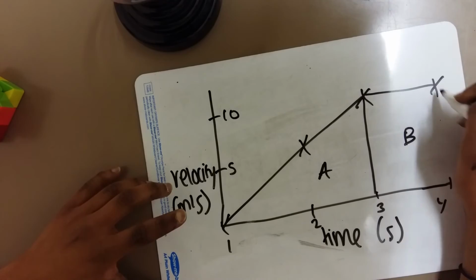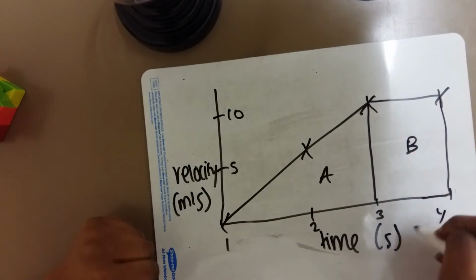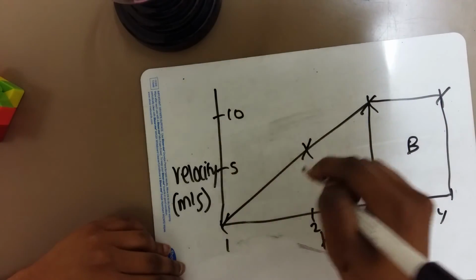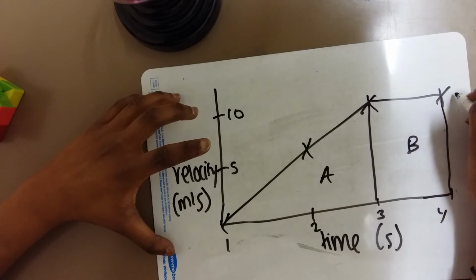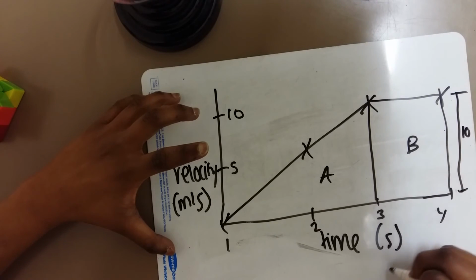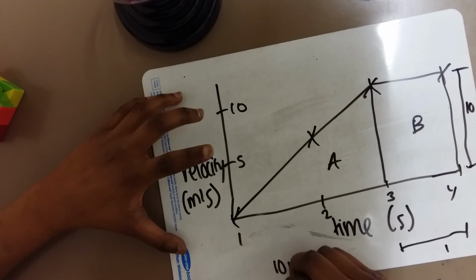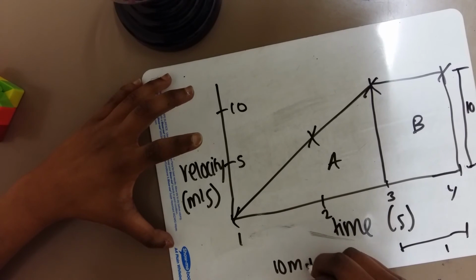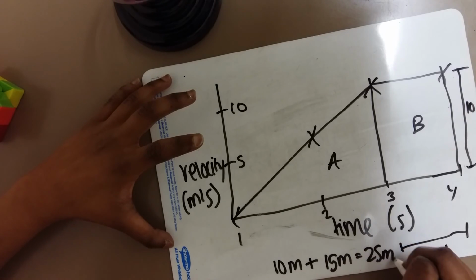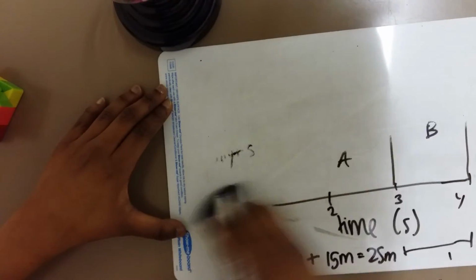For part B, it's a lot easier since it's a square, and we all know the area of a square is length times width. So it would be 10, this side here, times this side here, which is 1. So you'd get 10 meters. So in total, 10 plus 15 equals 25. So the total distance traveled by the squirrel is 25 meters.